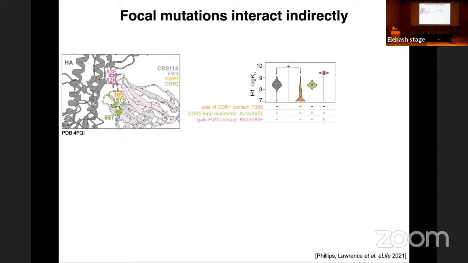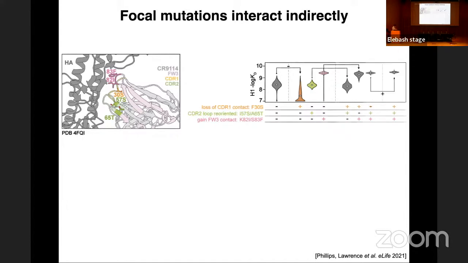By themselves, they don't really do anything to the binding affinity. But what they do is they sort of reorient this loop. And these two mutations create some new contact. And what you see is that in the presence of this mutation that orients the loop, you sort of remove this badness of that loss.